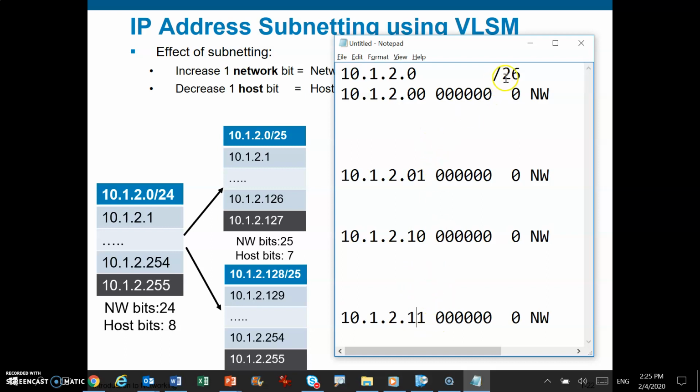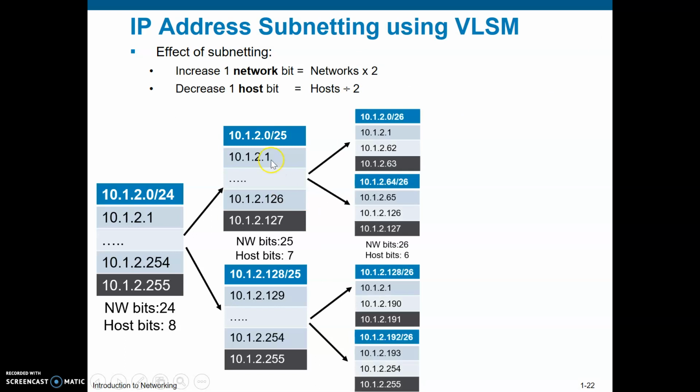So by borrowing 2 bits from /24 to /26, we have created 4 different networks, and the size of the network has been divided by 4. So this is initially 256, this 128, and here will become 64. So by borrowing from /24 to /26, we have created 4 networks, and each network will have 64 IP addresses. 0 to 63, 64 to 127, 128 to 191, 192 to 255.